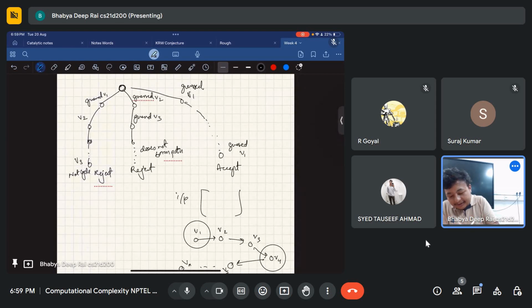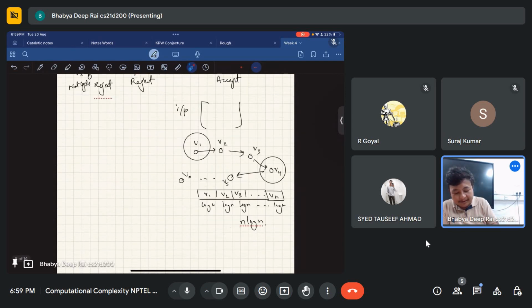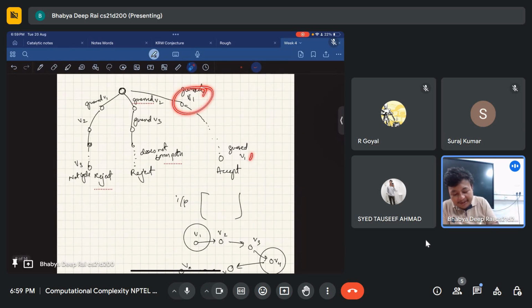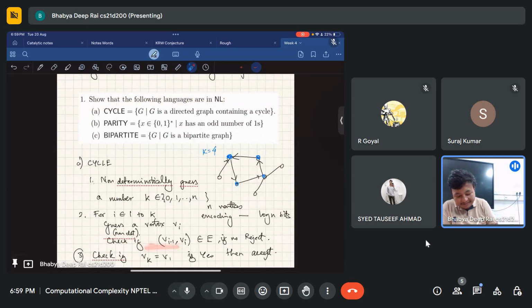Why? Because at the end, we need to compare whether we ended up where we started. We need to remember whether the first guess of the vertex matches the last guess to form a cycle. Secondly, I need to remember the current vertex, or the previous vertex actually, to check whether the next vertex I guess has an edge. In this case, check if vi minus 1 comma vi is actually a valid edge, so that this forms a path.